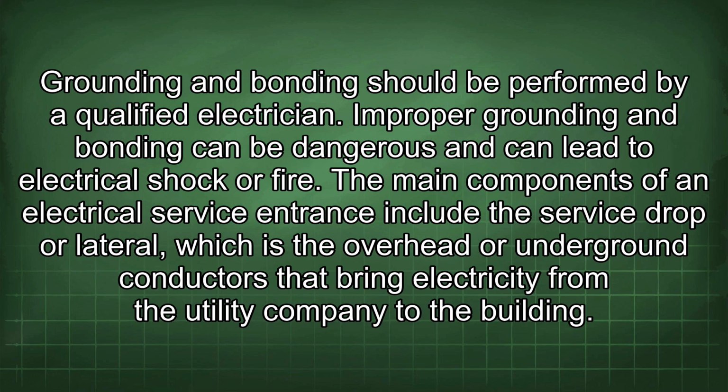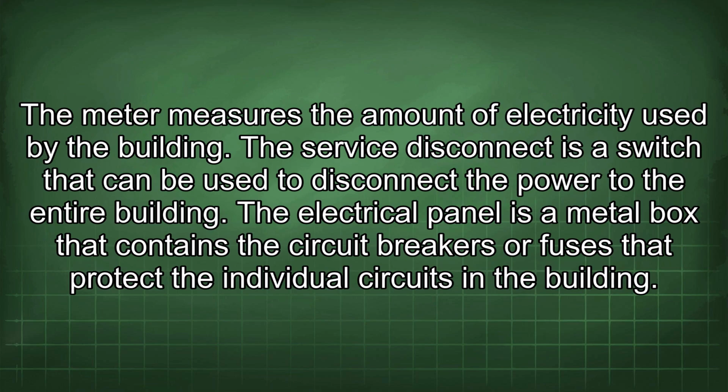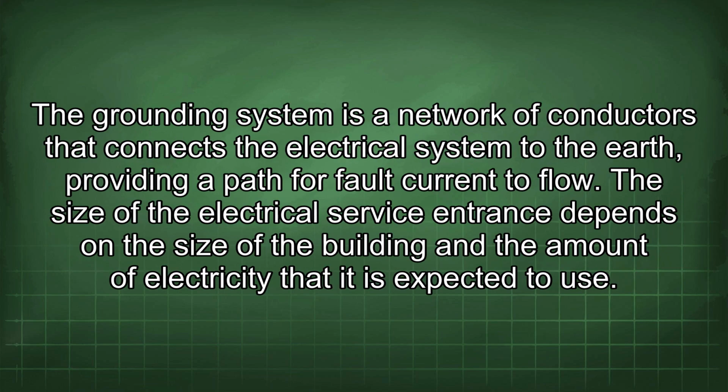The main components of an electrical service entrance include the service drop or lateral, which is the overhead or underground conductors that bring electricity from the utility company to the building. The meter measures the amount of electricity used by the building. The service disconnect is a switch that can be used to disconnect the power to the entire building. The electrical panel is a metal box that contains the circuit breakers or fuses that protect the individual circuits in the building. The grounding system is a network of conductors that connects the electrical system to the earth, providing a path for fault current to flow.